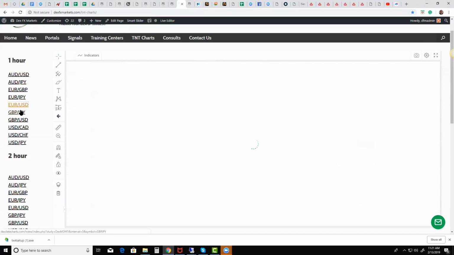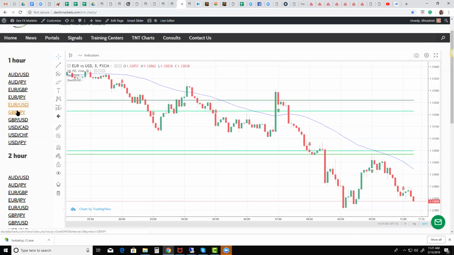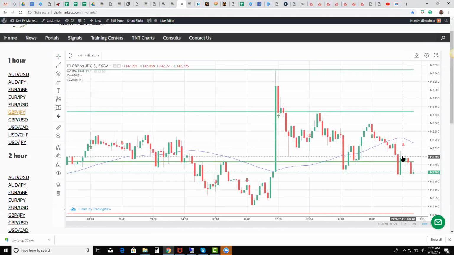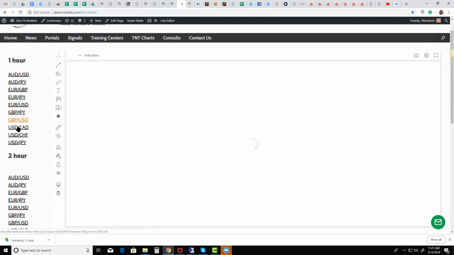The Euro USD looks good, but because I'm already into a Euro, I'm going to see if there's anything else I can get into. Great Britain Pound. Again, we've pushed past. I don't see anything in correlation to what our rule is for the TNT. So boom, off of that.